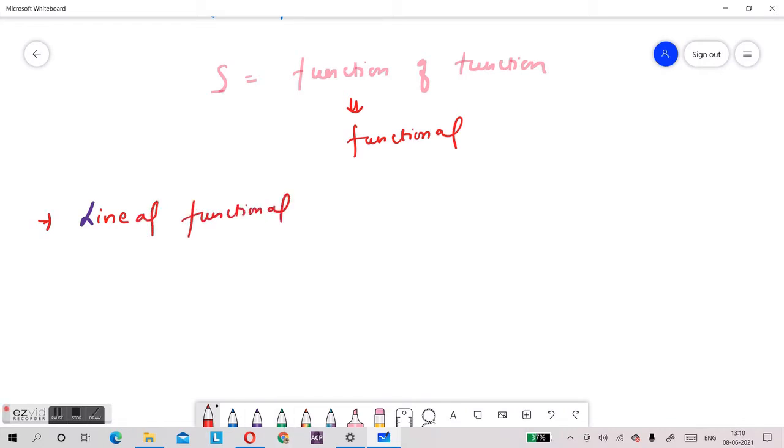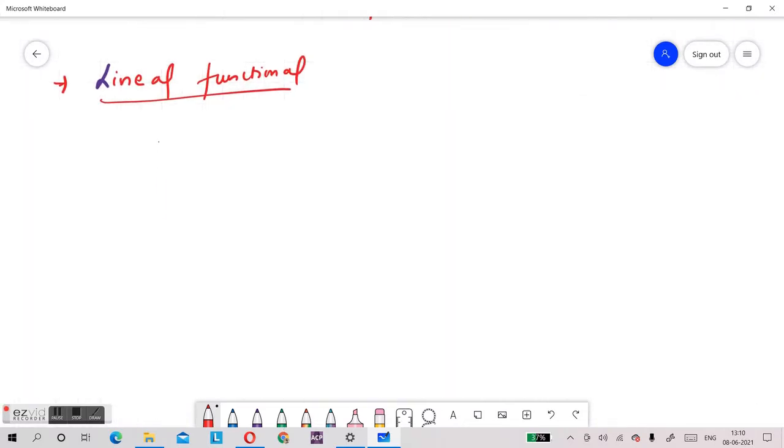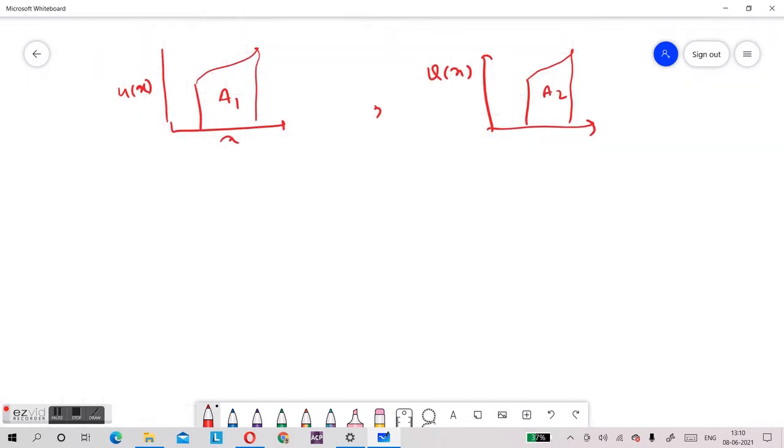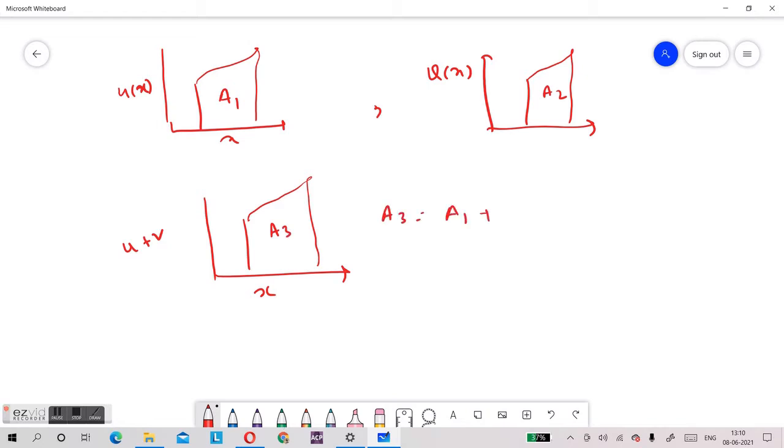What is a linear functional? Here we are taking an example of area. This is an area A1 and this is an area A2. So we can just write it this way. Then this is called a linear functional if we can add both functions.